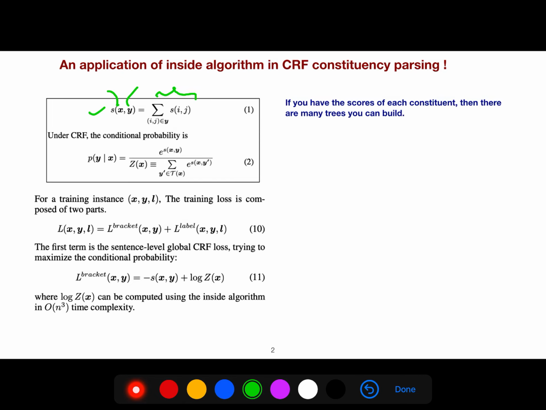And you can formulate this conditional probability like this: e to the score divided by this normalization constant, which is very difficult to calculate, but we calculate it with dynamic programming, the inside algorithm, that I will explain.